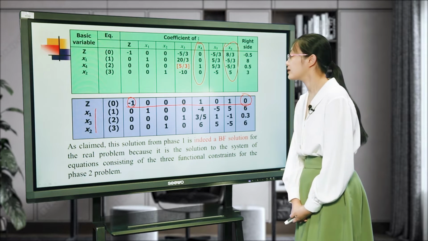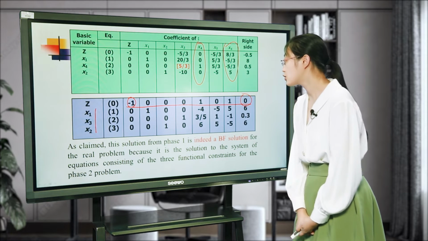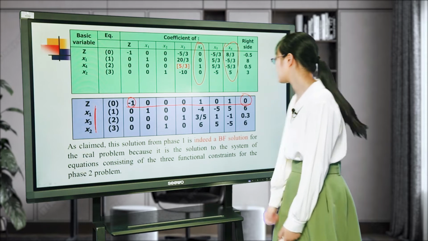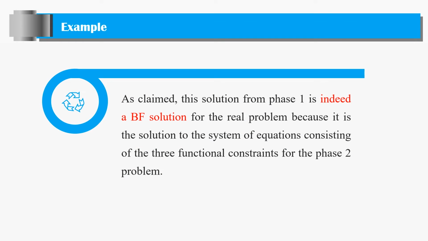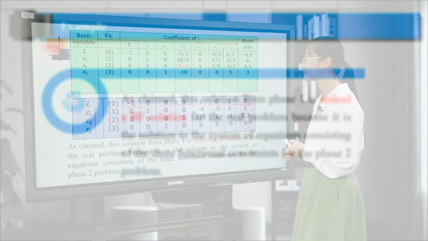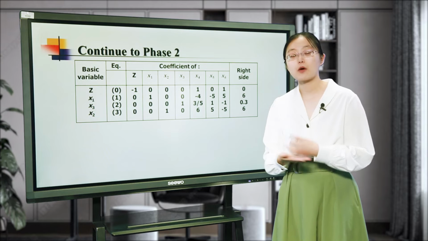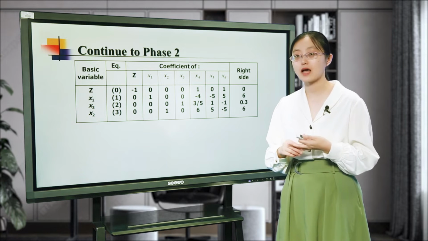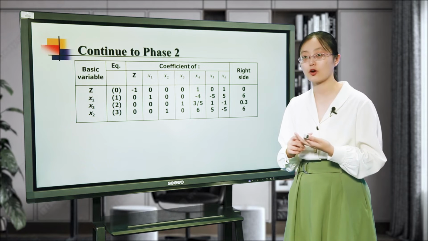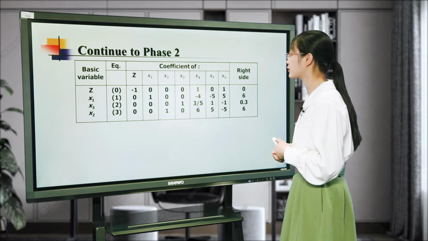After we reach this point, we say that the solution, the values of x1, x2, x3 equal to these values, is indeed a BF solution for the real problem, because all the constraints we use, all the equations we use in the simplex method are actually the functional constraints for our real problem, because x4 and x6 are zeros anyways. Okay, so we finished our phase 1 by finding the minimum value of our objective function, being the sum of the artificial variables, that is 0, and then we need to continue to phase 2.